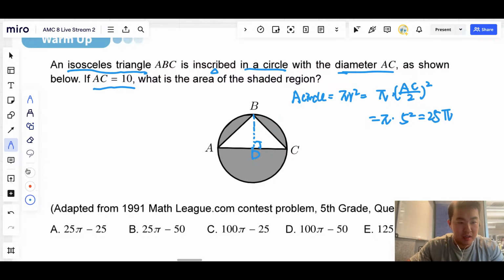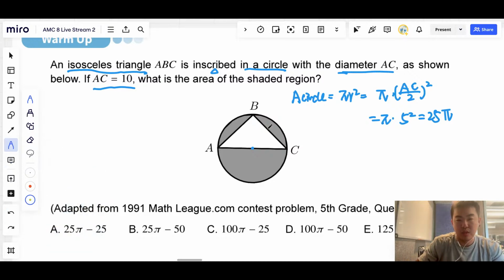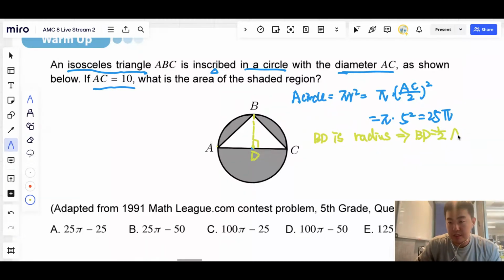Actually, let me use a different color for better visualization. I will do green. So, okay, suppose we are taking B as the point and the height is BD, where D falls on the line segment of AC, then we must know that BD is a radius, right? So BD is radius, and therefore it's half of the diameter, right? It's 1/2 times AC, which gave us 5, okay?